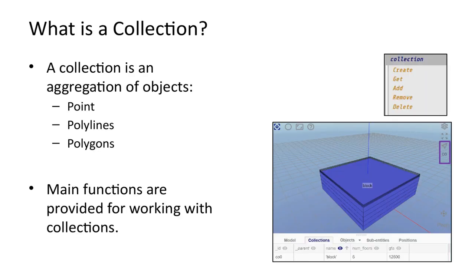A collection is an aggregation of points, polylines, and polygons. In the example, a collection has been created that contains a set of polygons. In the viewer, collections can be selected as single entities. In the attribute table, under the Collections tab, we can see a list of collections. In this example, we can see that there is a collection called block.